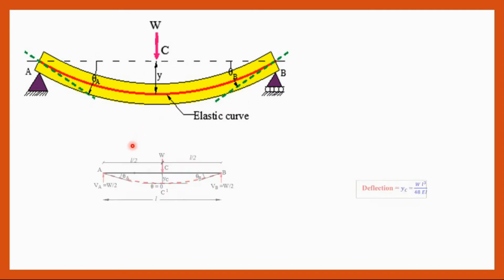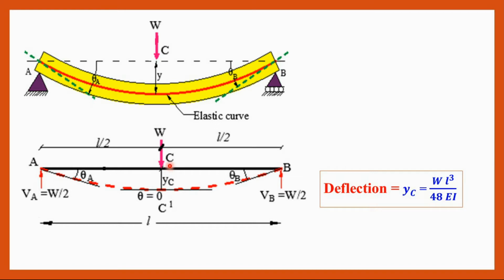So, after calculation we got the maximum deflection. Deflection at C is YC. YC is equal to WL cube by 48 EI. At that point theta is 0, nothing but slope is 0. The maximum slope will be at the support. Theta A and theta B are the maximum values and the maximum deflection is YC, WL cube by 48 EI.